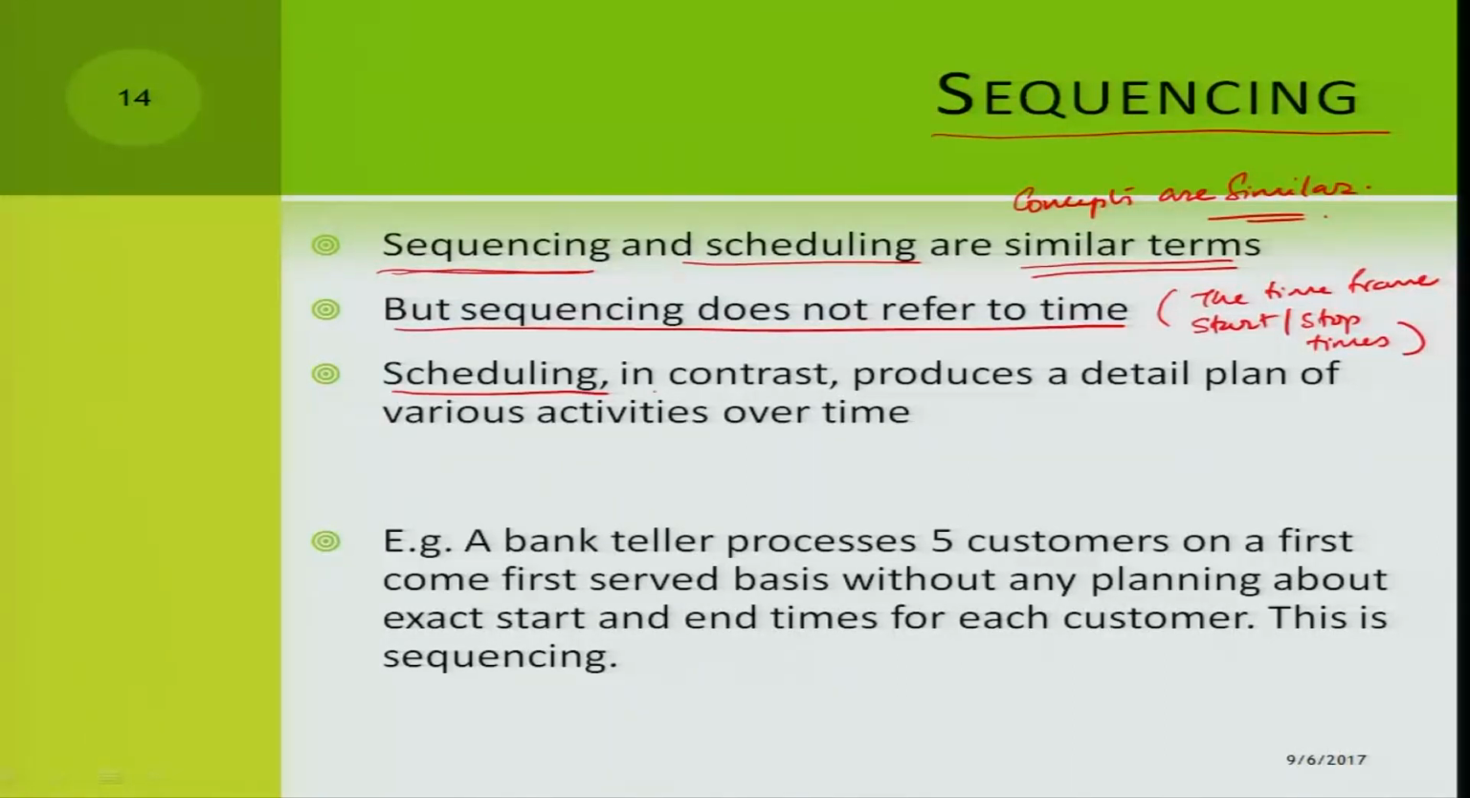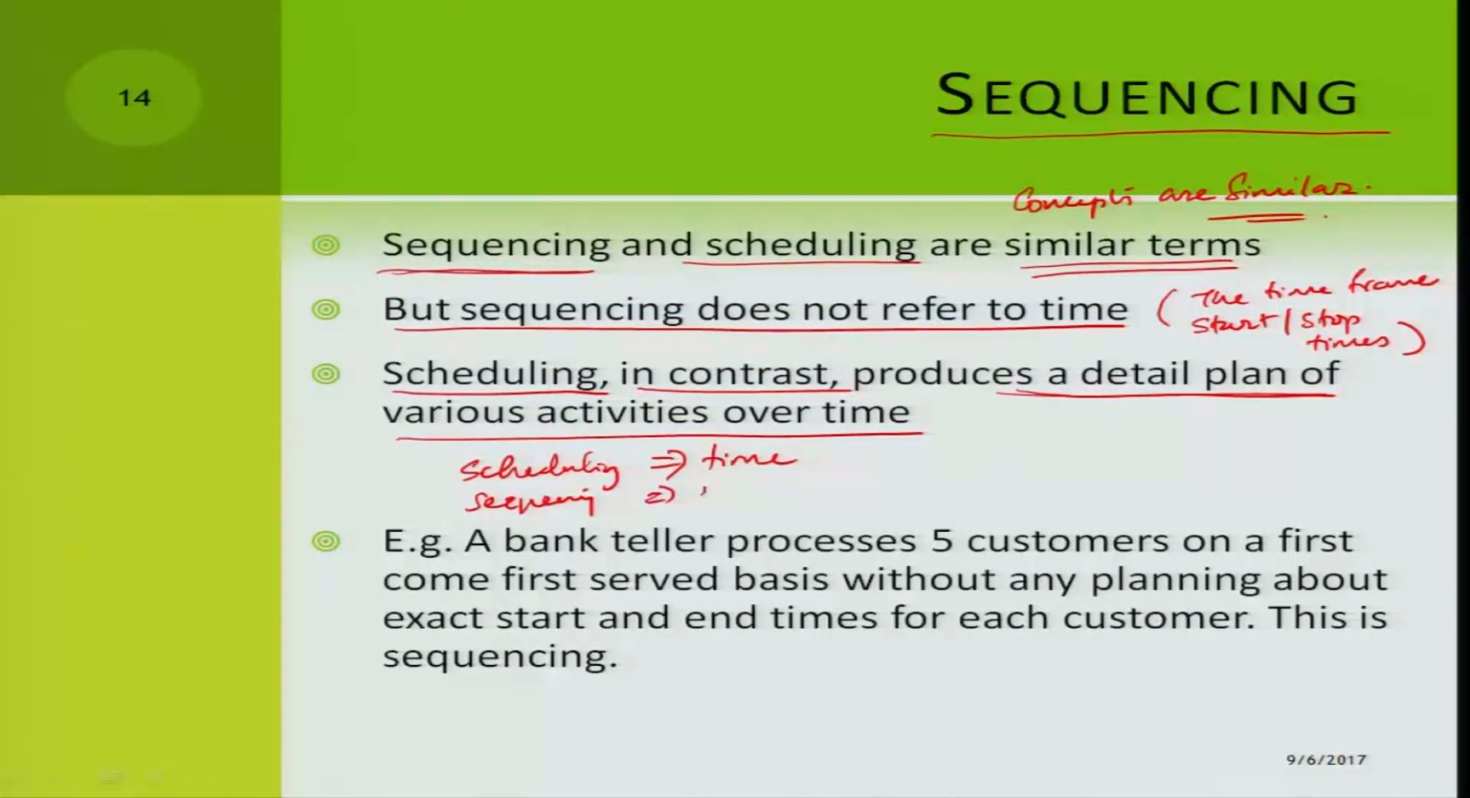Scheduling, in contrast, produces a detailed plan of various activities over time. So, scheduling considers time, sequencing does not consider the time. So, scheduling has time, sequencing has no time. Or we can say that it is some simple rule to decide what to do next. So, this is sequencing.